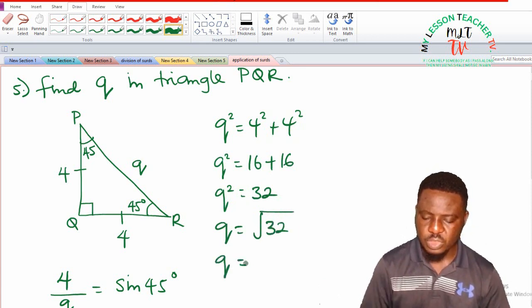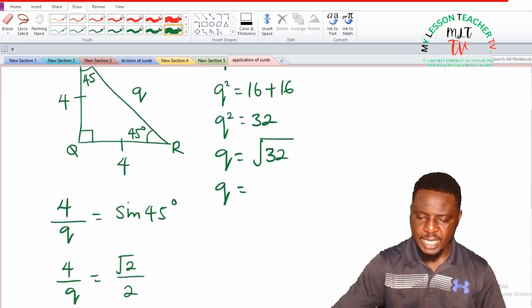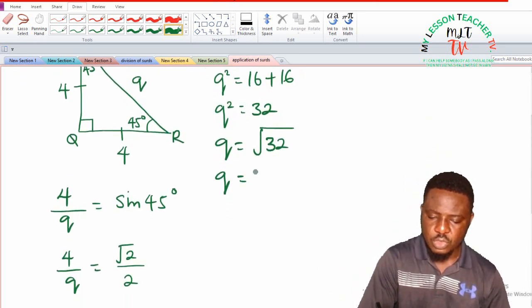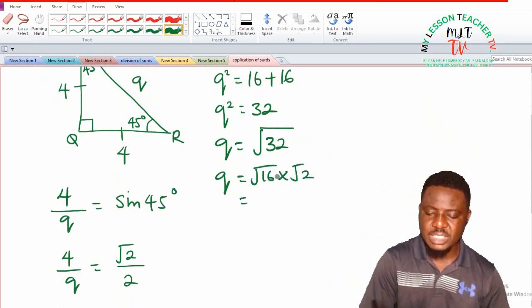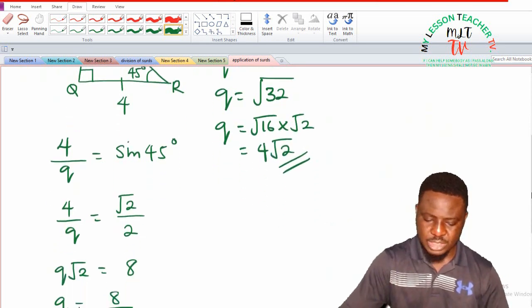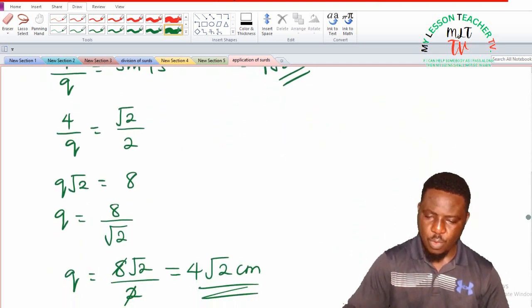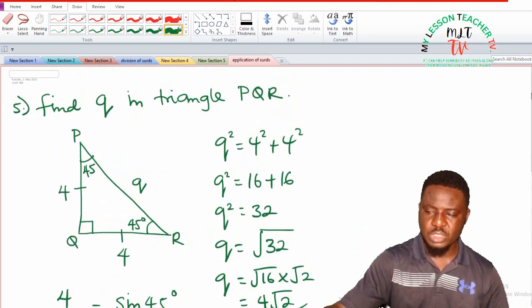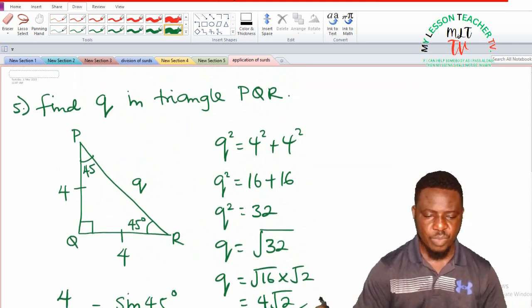But root 32 can be simplified to root 16 times 2. And that gives us root 16 times root 2. For root 16 is a perfect square, which is 4. So 4 times root 2 is 4 root 2, which is the same thing as what we got here. So whichever way you take it, you still arrive at the same answer.